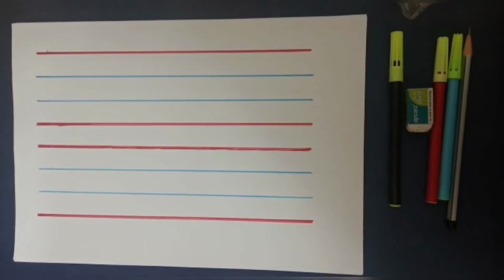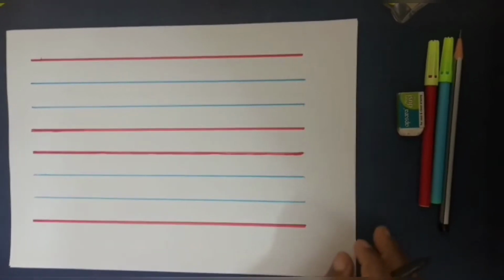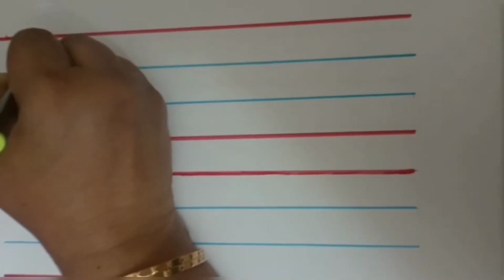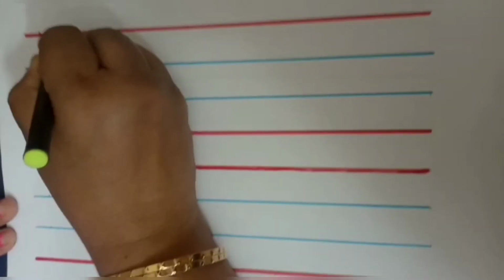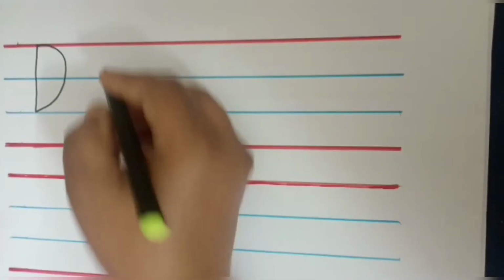So let's see how to write letter D. Alphabet D. D sounds D. So let's see how to write letter D. One standing line and one close curve. It becomes D.